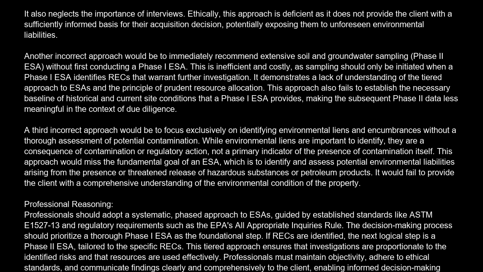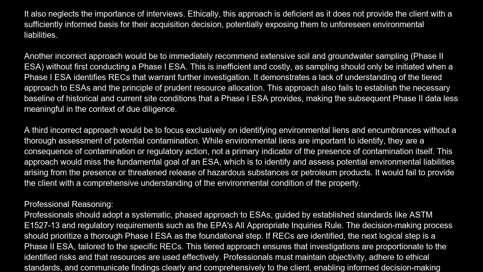A third incorrect approach would be to focus exclusively on identifying environmental liens and encumbrances without a thorough assessment of potential contamination. While environmental liens are important to identify, they are a consequence of contamination or regulatory action, not a primary indicator of the presence of contamination itself. This approach would miss the fundamental goal of an ESA, which is to identify and assess potential environmental liabilities arising from the presence or threatened release of hazardous substances or petroleum products. It would fail to provide the client with a comprehensive understanding of the environmental condition of the property.